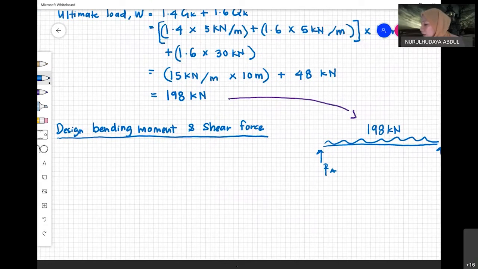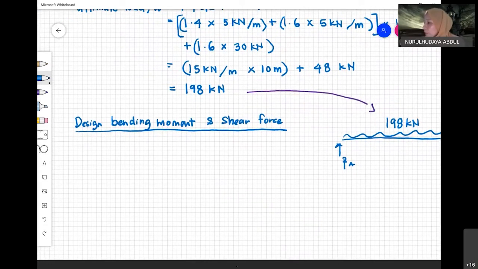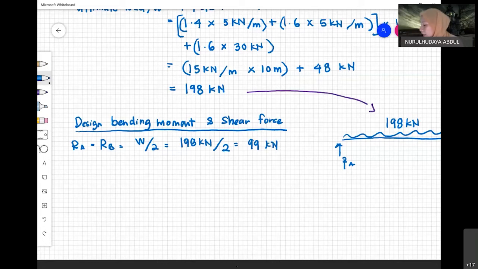Kita tak payahlah kira all the RA equal to blah blah blah plus apa-apa reaction. So you nak kira reaction sebelum ni, no need to do that. So kita just simply can write RA equal to RB equal to W divided by 2 equal to 198 kilonewton divided by 2. And we going to get 99 kilonewton. Which means this is actually kita punya maximum shear force, FV. Terus tulislah 99 kilonewton, maximum shear force kita.